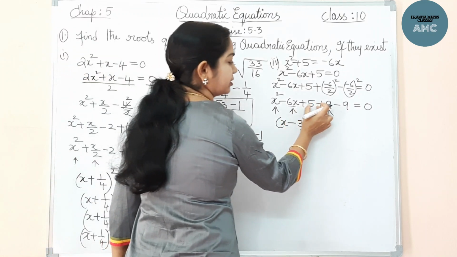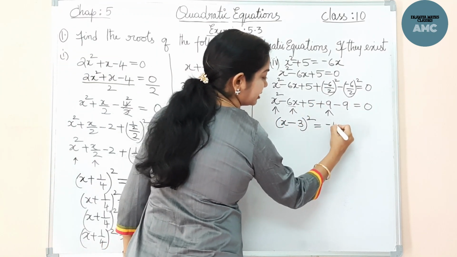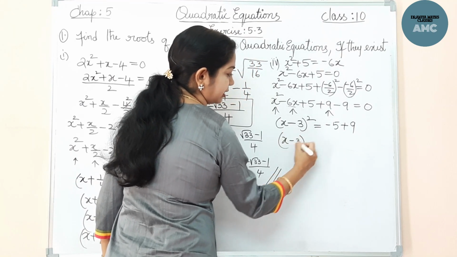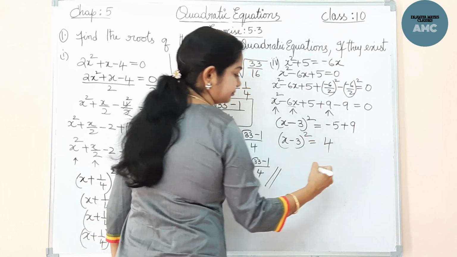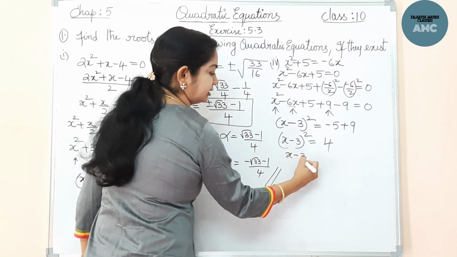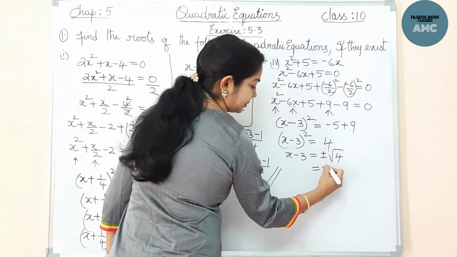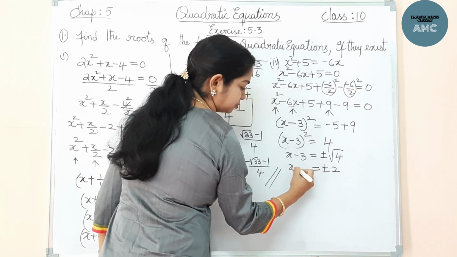Now the constants, send it to the other side, minus 5 plus 9. So x minus 3 whole square equal to 4. Now x minus 3 is equal to plus or minus under root 4. That comes to plus or minus 2.